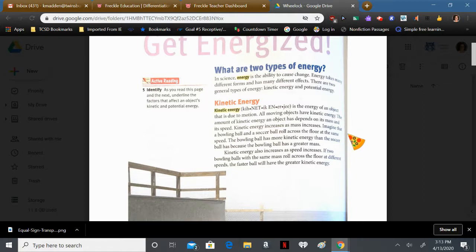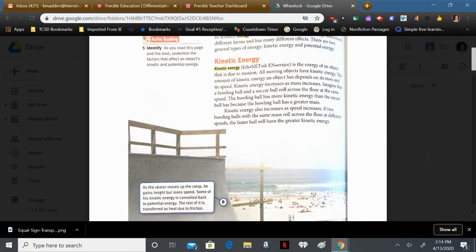Imagine that a bowling ball and a soccer ball roll across the floor at the same speed. The bowling ball has more kinetic energy than the soccer ball has because the bowling ball has a greater mass. Kinetic energy also increases as speed increases. If two bowling balls with the same mass roll across the floor at different speeds, the faster ball will have the greater kinetic energy.